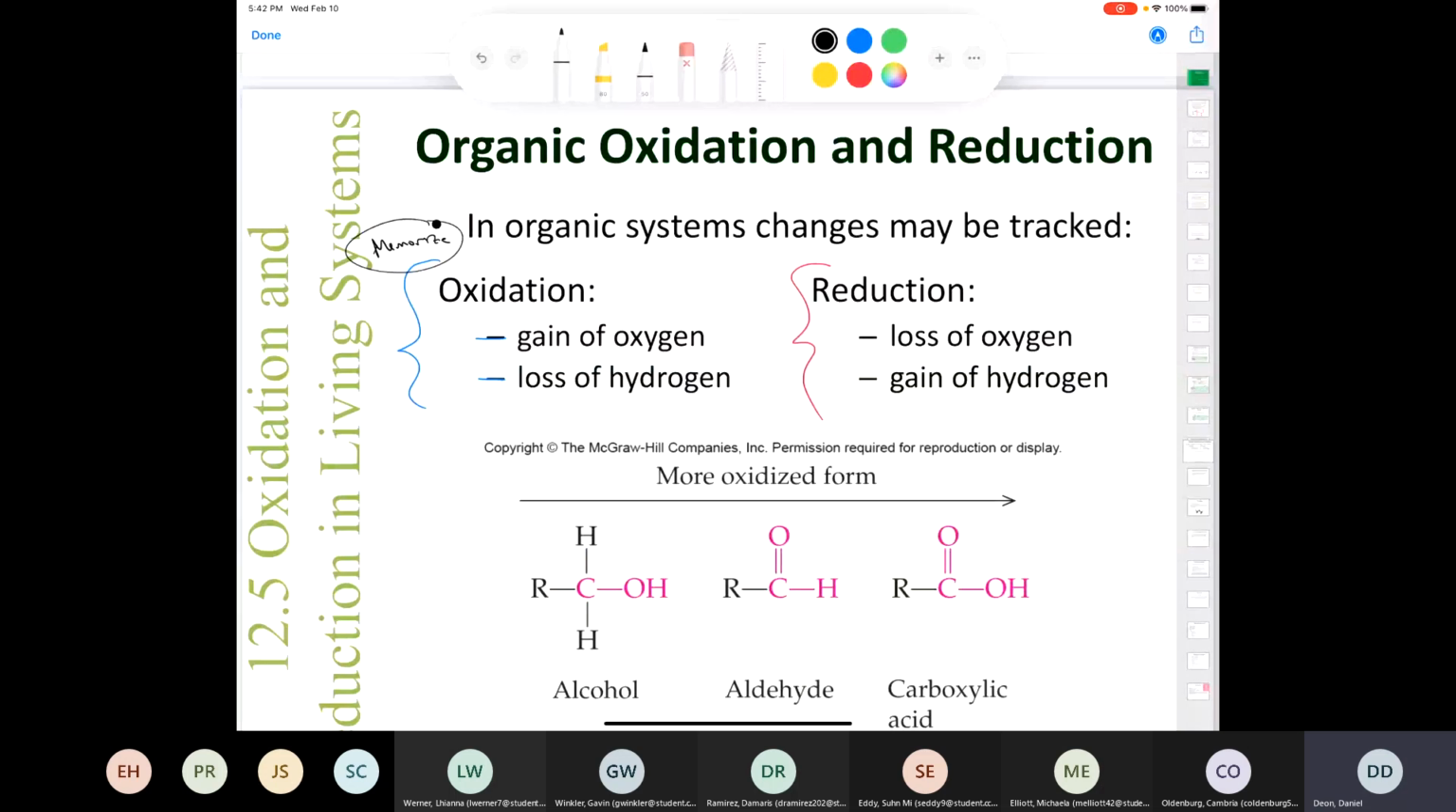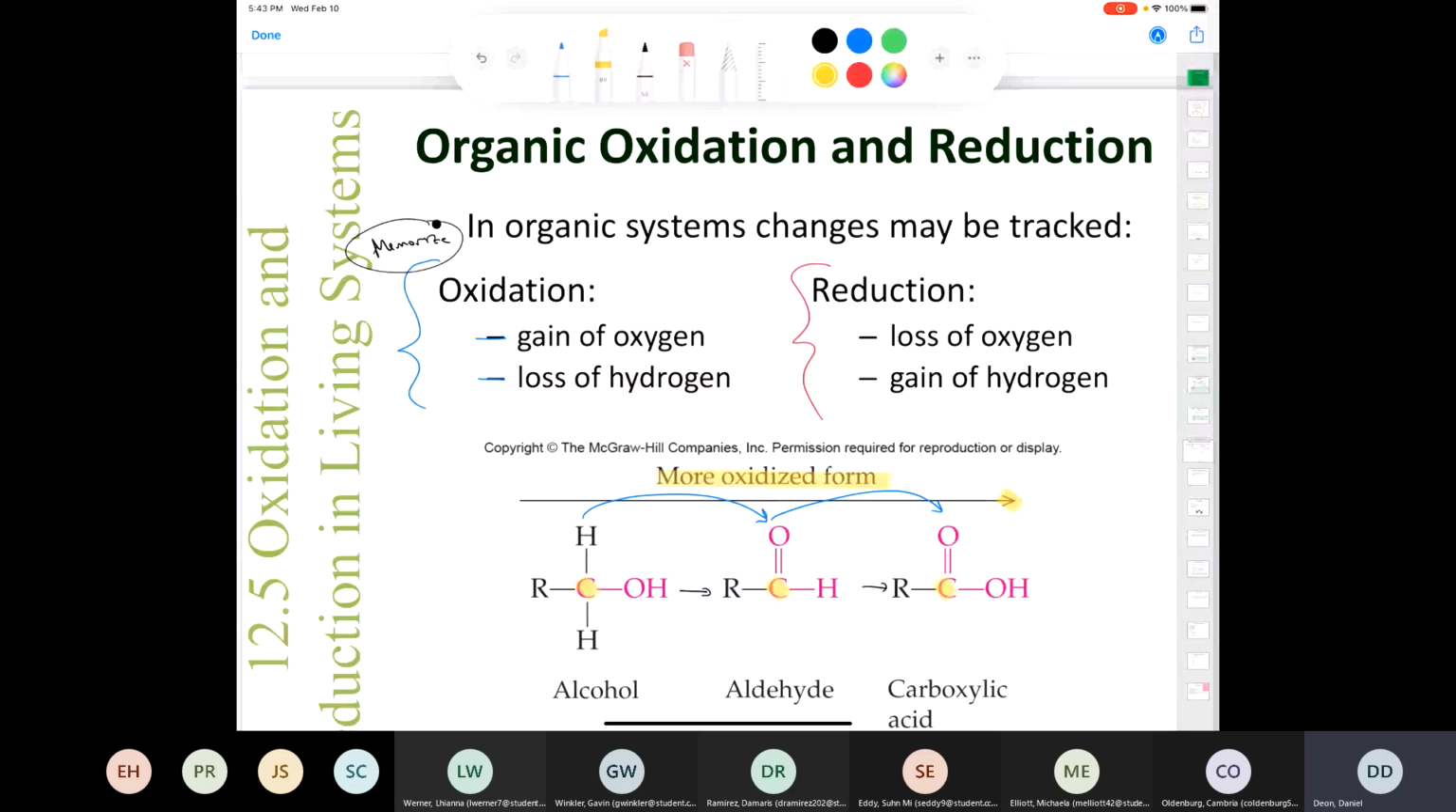If we look at the chart or the figure at the bottom, we go from an alcohol to an aldehyde to a carboxylic acid. Notice that the arrow is pointing towards the more oxidized form. So what it's saying is that when you go from an alcohol to an aldehyde to a carboxylic acid, you're getting more and more oxidized. Namely, the carbon is becoming more and more oxidized. Let me prove it to you.